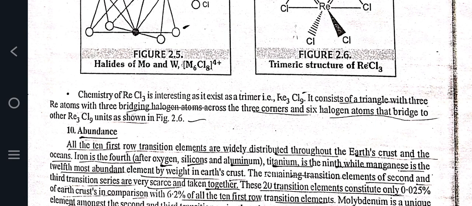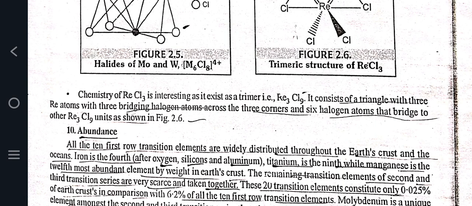Tenth, abundance. All the 10 first row transition elements are widely distributed throughout the earth's crust and the oceans. Iron is the fourth most abundant after oxygen, silicon, and aluminium. Titanium is the ninth, while magnesium is the 12th most abundant element by weight in the earth's crust.